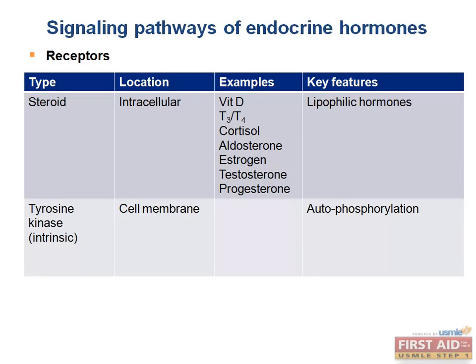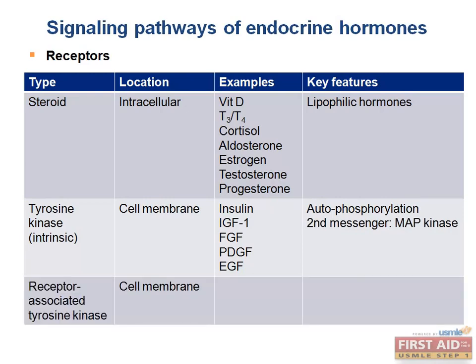Hormones that bind to this type of receptor include insulin, IGF-1, and your other growth factors such as fibroblast growth factor, platelet-derived growth factor, and epidermal growth factor. The second messenger that is involved in the downstream signaling effects after this hormone binds to this type of receptor is the MAP kinase. The other receptor type is a receptor-associated tyrosine kinase. This is a type of receptor which cannot phosphorylate itself, but relies on a separate kinase to do so.